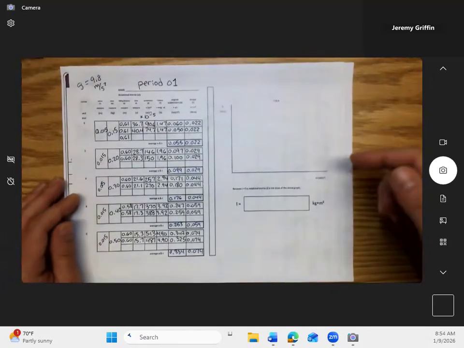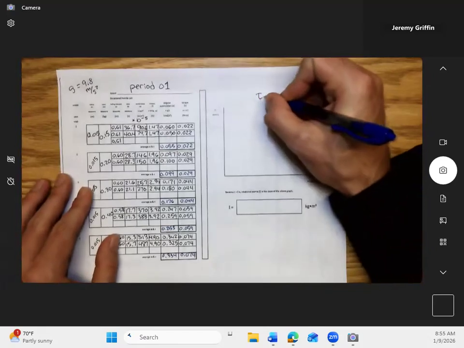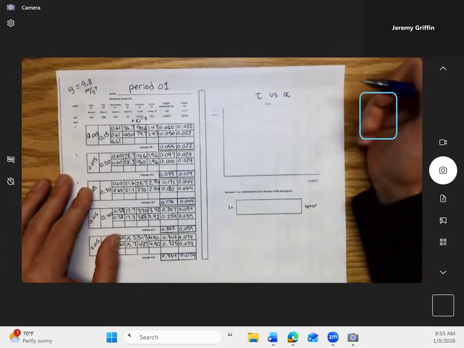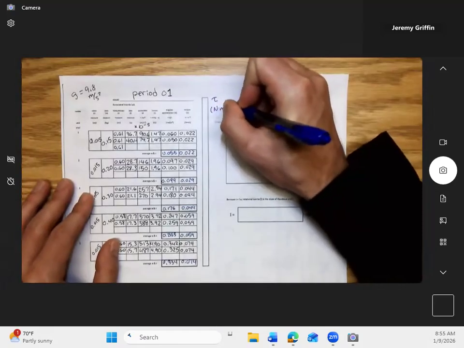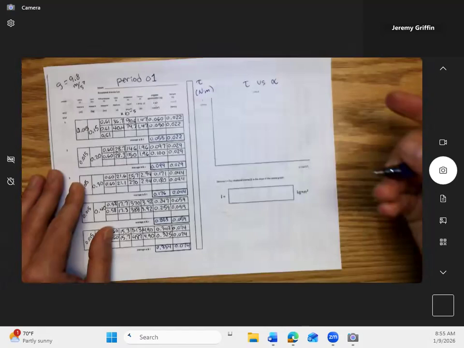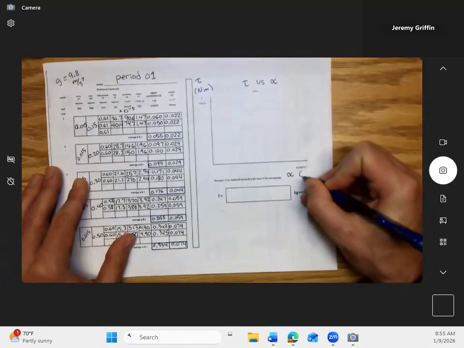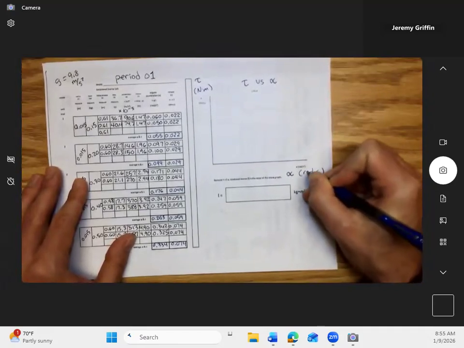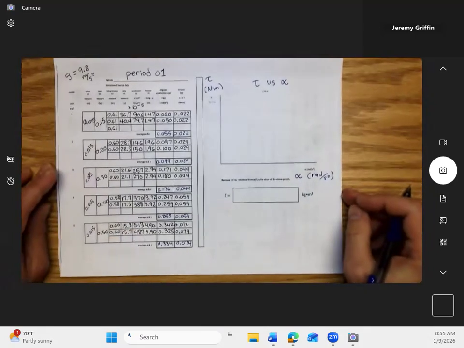Well, I got to scale these axes. Now, I helped you guys out a lot because I gave you the title. The title says tau versus alpha, that's torque versus angular acceleration. The vertical axis says torque in Newton meters. This is already printed on the page, I'm just writing it bigger for the camera. And the horizontal axis says angular acceleration in radians per second squared. We're doing this whole lab in base SI units, so all the units are good.